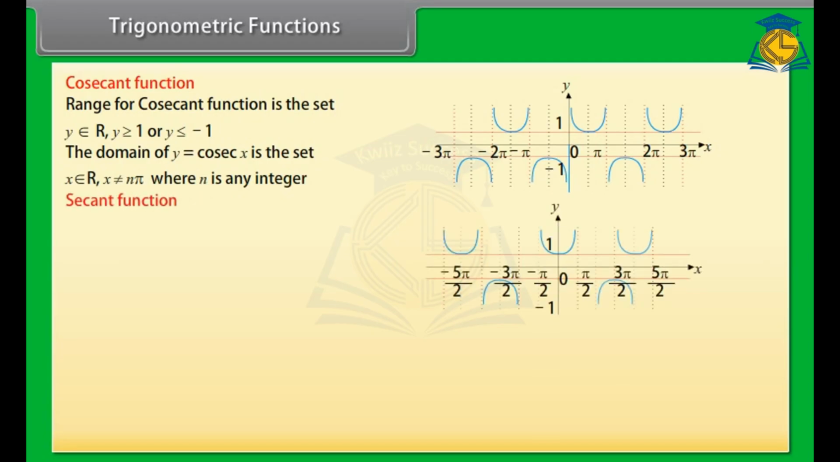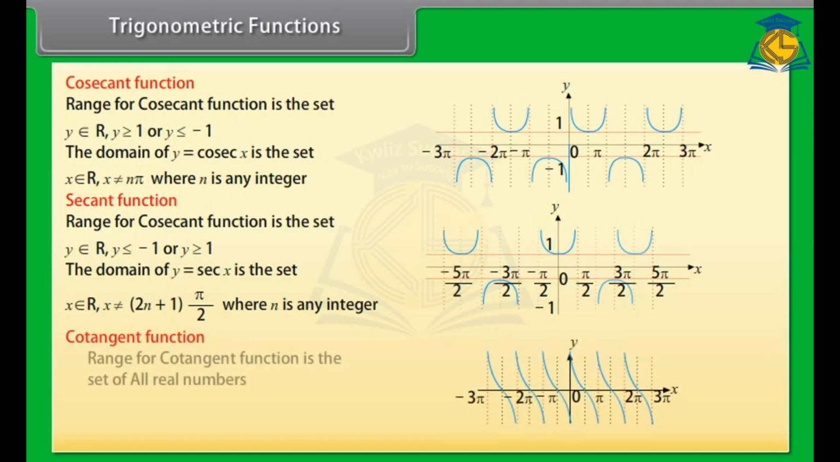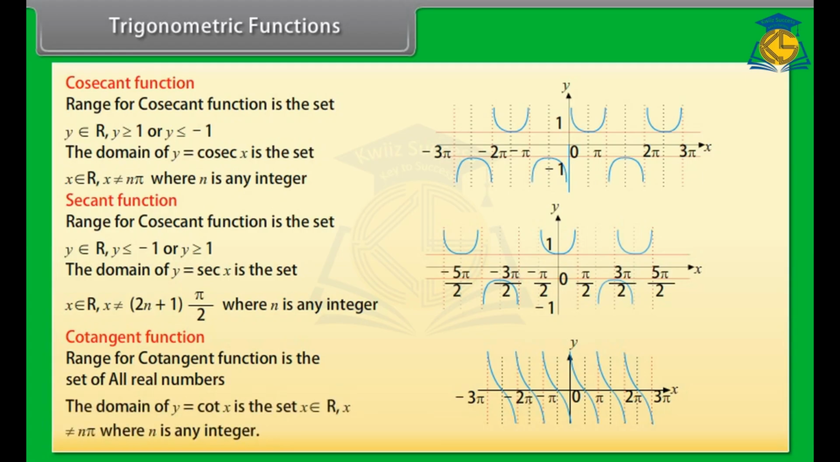Secant function. Range for secant function is the set y belongs to real numbers, y less than or equal to minus 1 or y greater than or equal to 1. The domain of y equals sec of x is the set x belongs to real numbers, x not equal to (2n plus 1) into pi by 2, where n is any integer. Cotangent function. Range for cotangent function is the set of all real numbers. The domain of y equals cot of x is the set.